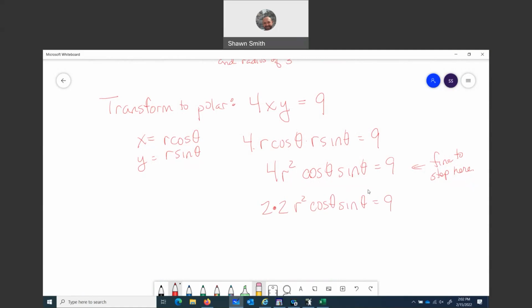Why am I doing that? Do you recognize something we just had? What is 2 times the cosine of theta sine theta? It's a double angle formula, right? That is the sine of 2 theta. So that's 2r squared times sine of 2 theta equal to 9. And that's about as far as I can go. I can put the 2r squared in front of the sine. That'll be more typical, right?